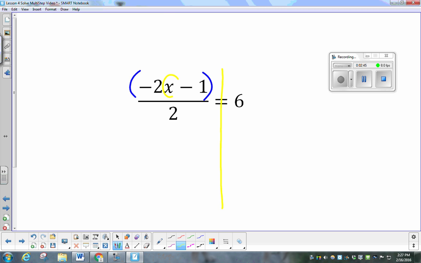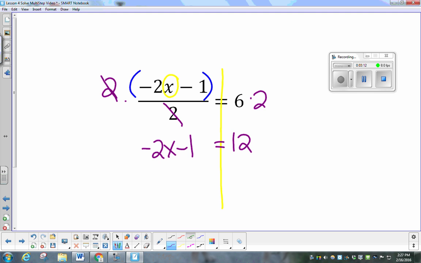And let's go ahead, draw a line through our equal sign, circle our x. This whole side is divided by 2, so I'm going to multiply by 2 because 2 over 2 is 1. Those will cancel out. I need to multiply by 2 on this side as well. Over here, I'm left with negative 2x minus 1. You don't have to write that in parentheses. Now that it's the only thing there, the parentheses aren't really serving a purpose. Equals 6 times 2 is 12.